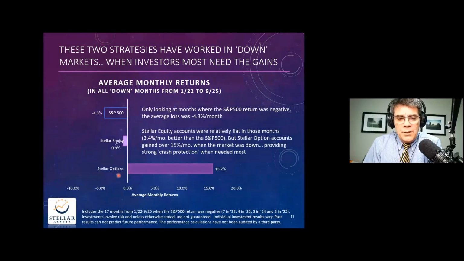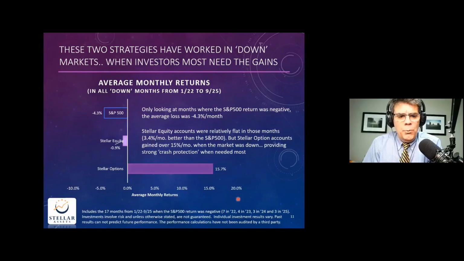With option accounts, and this is equity plus options, although again, during this time frame, the option percent is higher than what I would recommend for most clients starting out. But options, because they pay off when the market declines, the option accounts on average over these 17 months made almost 16% per month. So when the rest of your portfolio is dying, you're celebrating in the options portion of it.